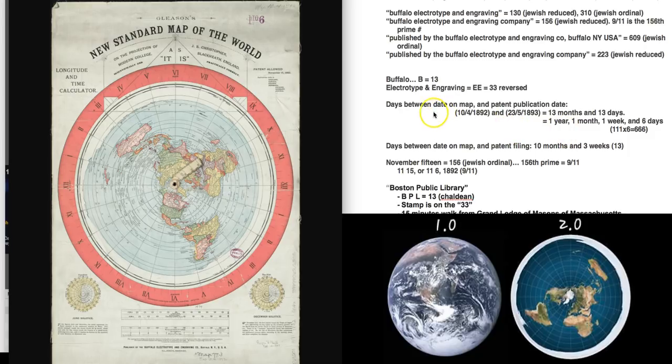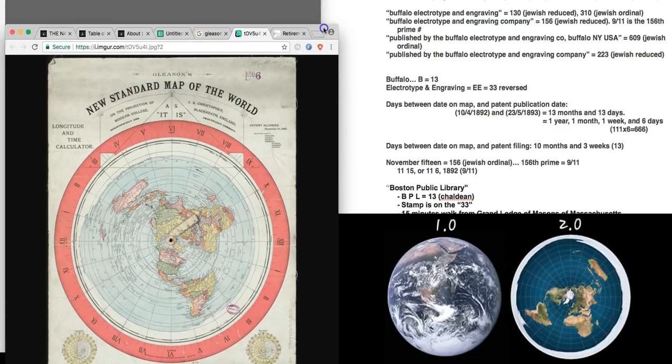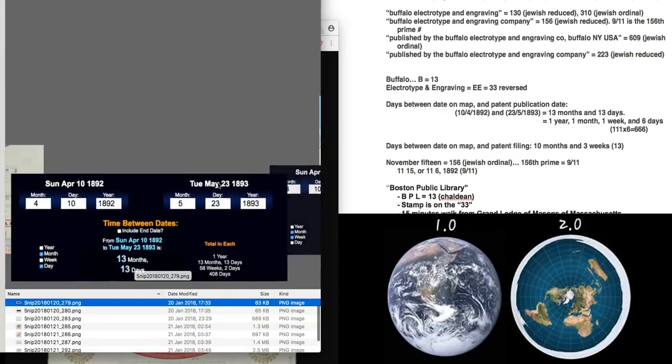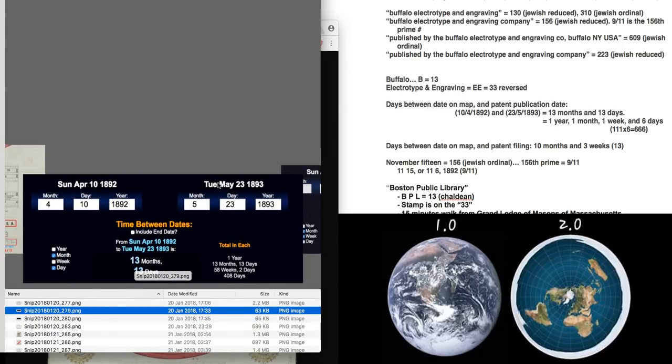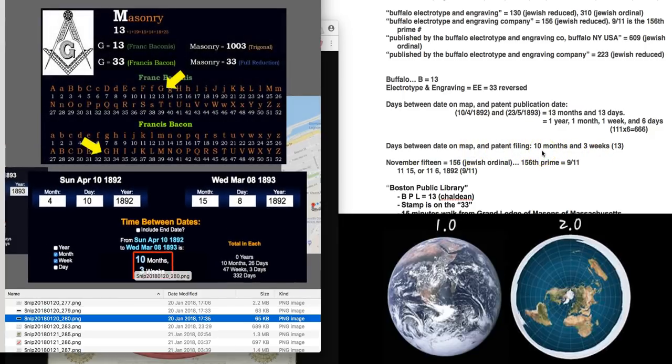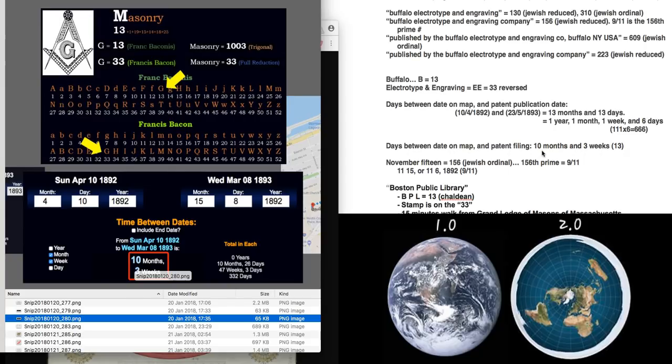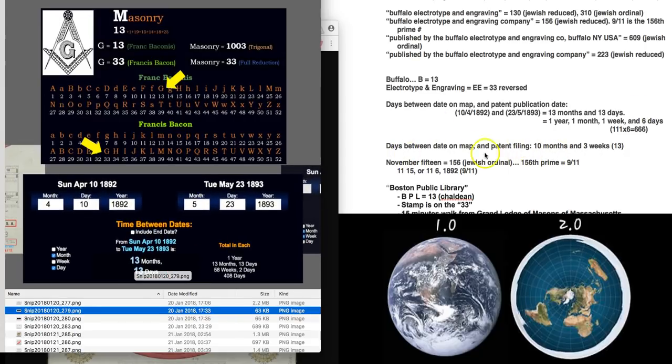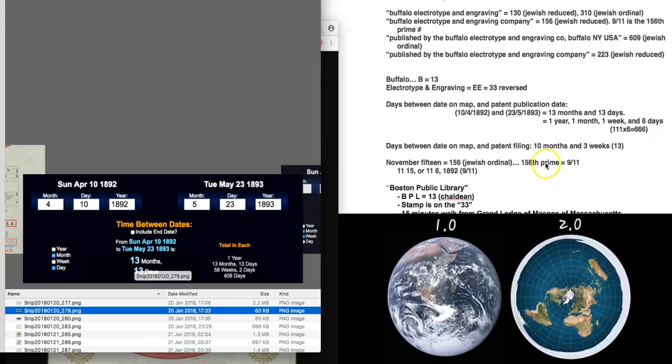In the patent, there's the days between. I've got this in the images here. The days between the patent filing and the map being published is 10 months and 13 weeks. It's one of these. There we go. That one. And then we have another date. I can't remember what this was. Oh, it was here. Dates between date on map and patent publication date. So it's 13 months and 13 days. So they've got the 13 all over this as well. The patent was from November 15th, which is 156, which is the 156th prime is 9/11.